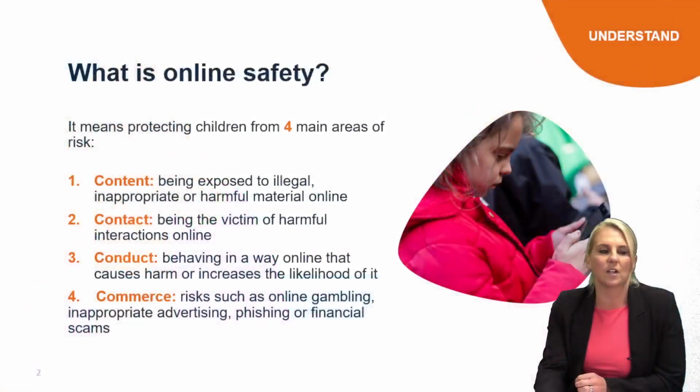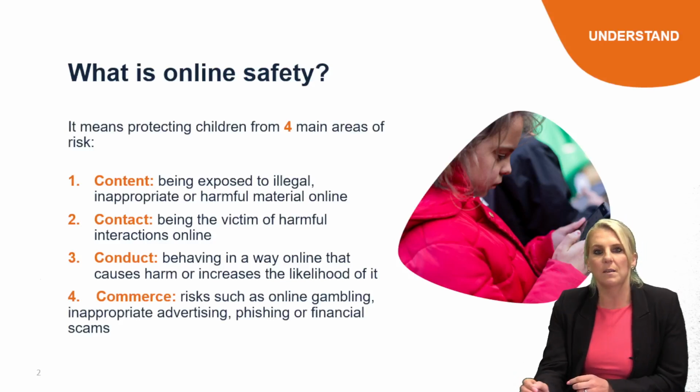So what is online safety? What do we mean when we're talking about online safety? Generally it means protecting children from four main areas of risk. This is what we tell our staff and our students, that these four main areas are really important that we're aware of exactly what they are. So the content: being exposed to illegal, inappropriate or harmful material online. This might be things like pornography, fake news, racism, misogyny, self-harm, suicide, radicalisation and extremism.